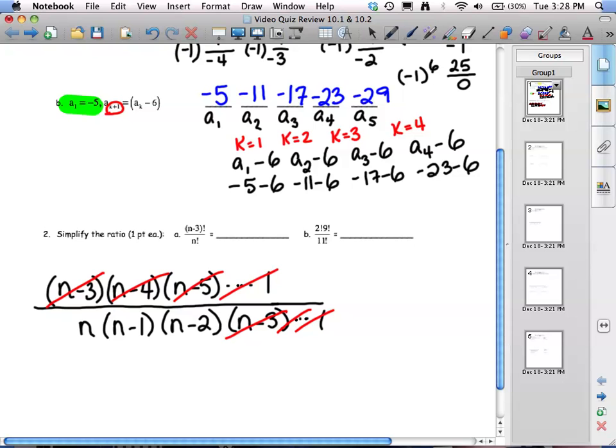And you're left with 1 on the numerator, not 0. Be careful, it's not 0, over n times n minus 1 times n minus 2. And you do not have to multiply that out. You can if you choose, but you don't have to.